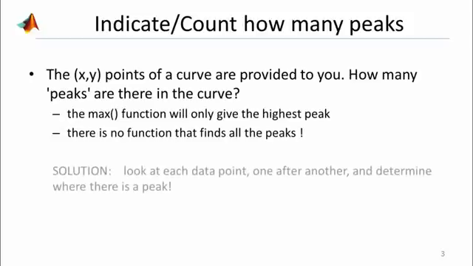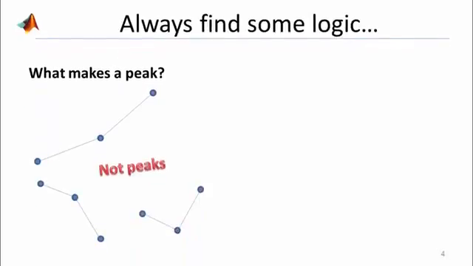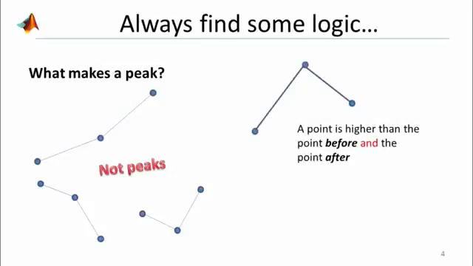So the only solution that we have is to go through every single data point and figure out if there is a peak. Now when you think about these problems, always try to find some kind of logic. Maybe it's math, maybe it's an equation, but maybe it's just looking visually at what it means to be a peak. Here you have 3 examples, and none of them are peaks. A peak would mean that there is a point that's higher than the other 2. So right there, that's the logic you want to apply.